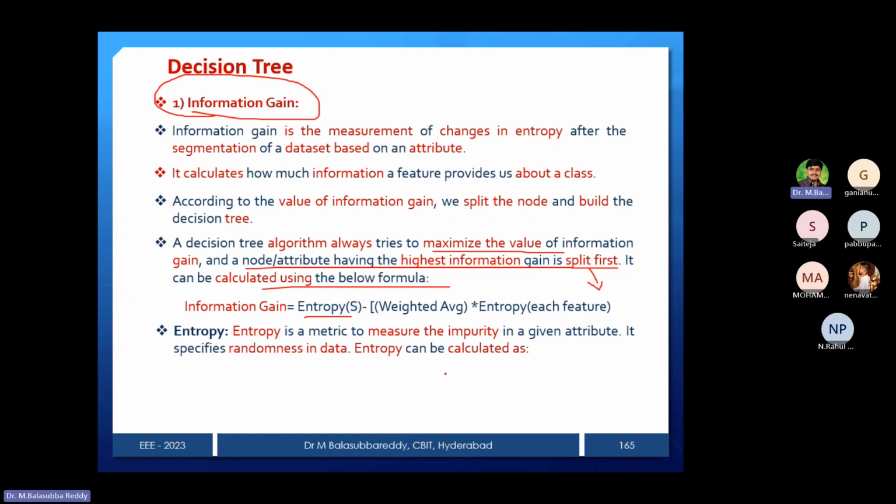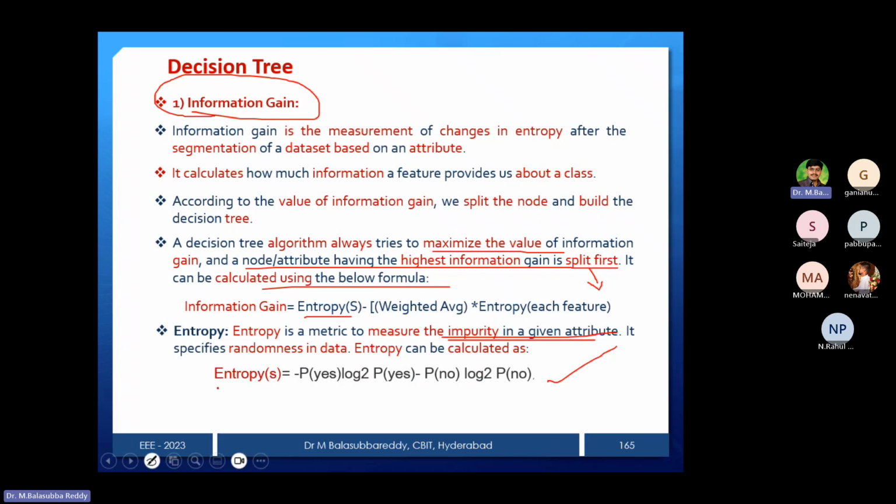It specifies dominance in the data. Entropy can be calculated as follows. This is a very important formula throughout the decision tree. Probably we must use this formula. Entropy measures the impurity in a given attribute.